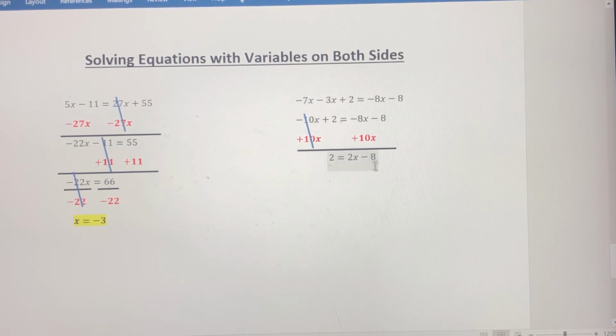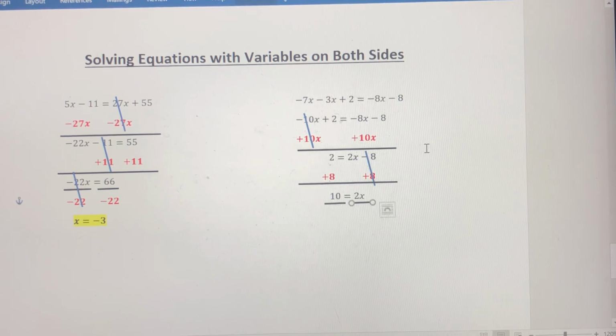Now I want to use inverse operations. This is a negative 8 here. I want to add 8 to both sides. On the right side now, these are going to cancel out, and I'm going to simplify everything else. So on the left side, I get 2 plus 8, which is 10. Bring down my equal sign, bring down my 2x. So this says 10 equals 2 times x.